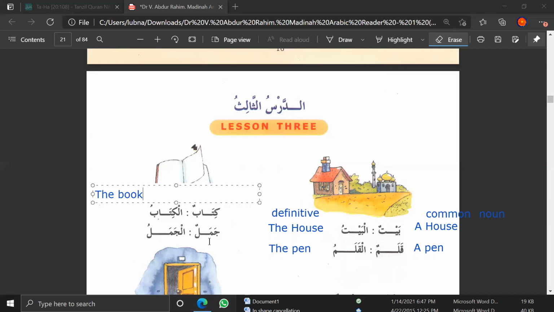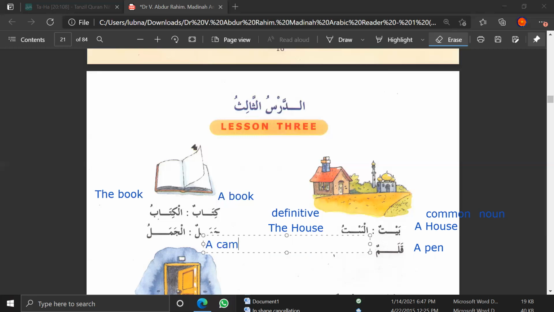Jamalun means a camel. Al-jamalu, the camel, means some specific camel, someone's camel. Al-jamal. So far, so good.